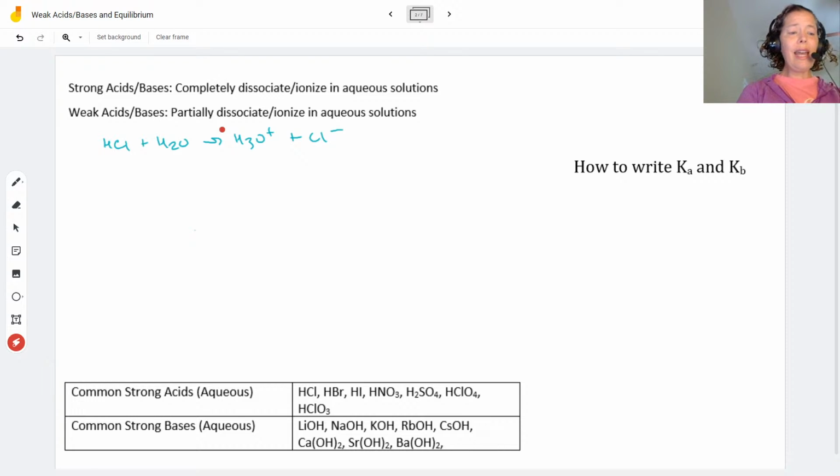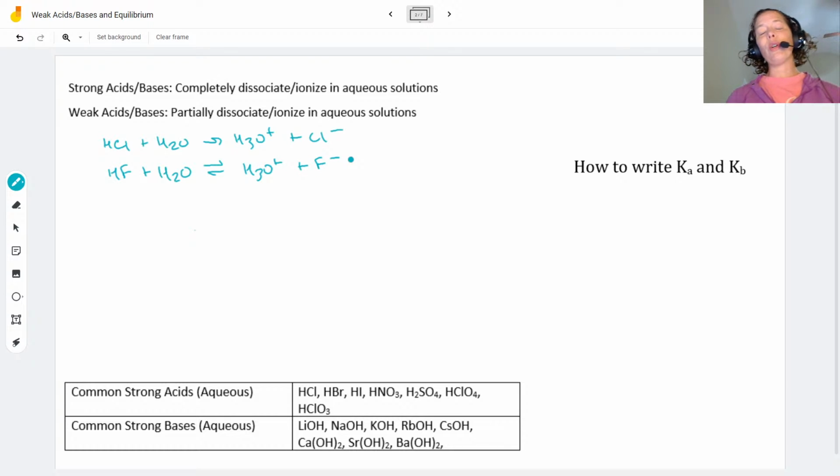Now, to contrast that with a weak acid or a weak base, let me switch back, is a molecule that's only going to partly dissociate or partly ionize. So if we're going to go back to an acid, let's take a look at hydrofluoric acid. When you put it in aqueous solution, and you notice I use equilibrium arrows. This is because hydrofluoric acid is a weak acid. Some of it is going to dissociate to form hydronium ion and the fluoride anion, but some of it is going to stay as HF bonded together. This is what we mean by partially dissociate.